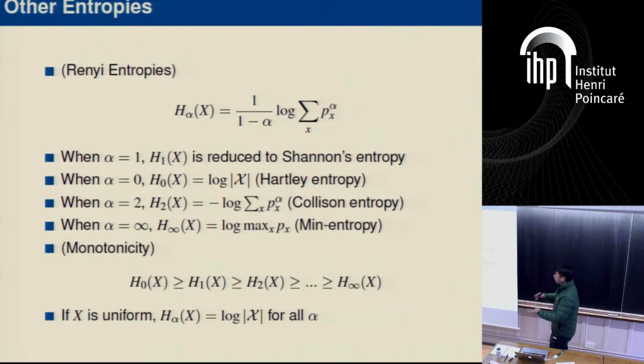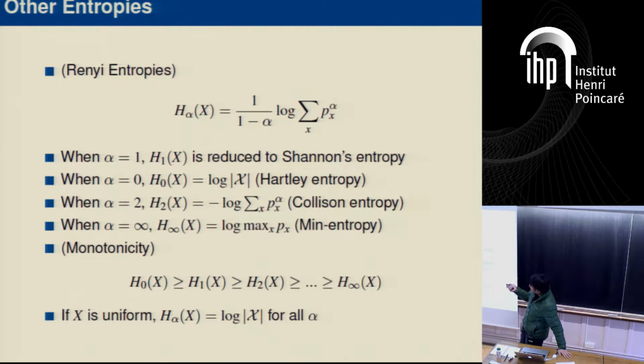To digress a bit, besides Shannon entropy, there are more general classes of entropy people consider. One of the interesting classes is the Rényi entropies. Its definition is this one. It's a class of entropies with a parameter alpha. Alpha can be anything from 0 to infinity. There are a few special cases we are quite interested in.